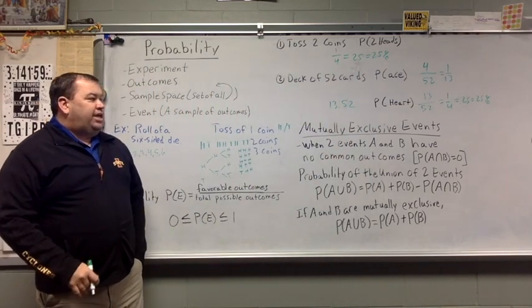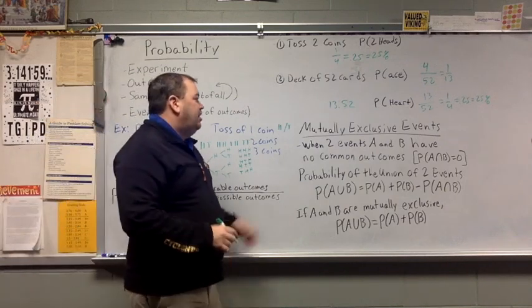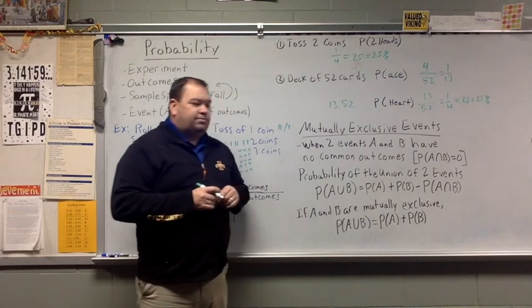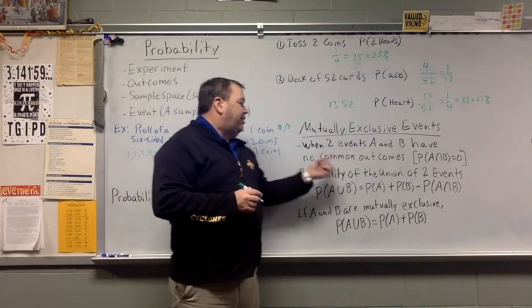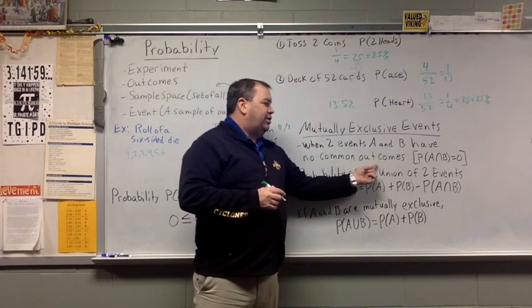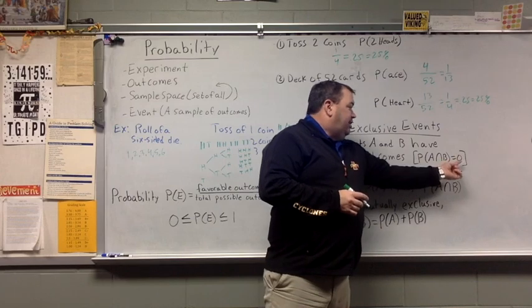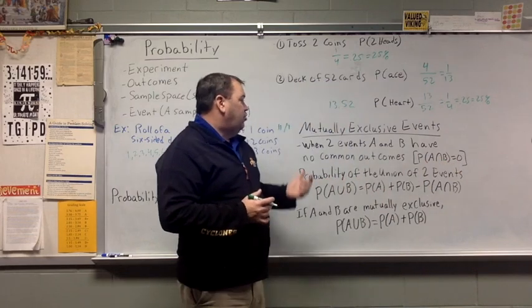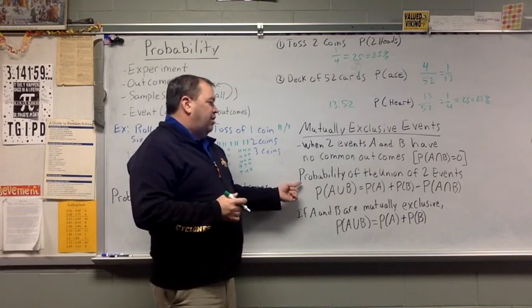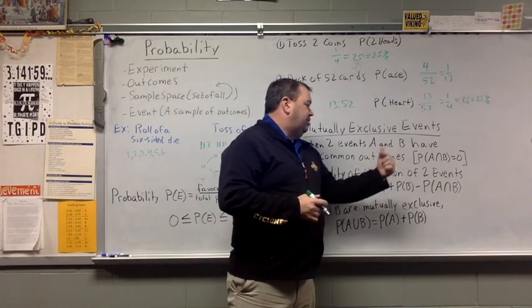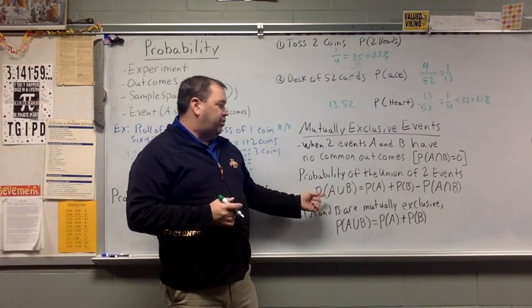Now, one of the things we get into when we talk about probability in different events is this concept of mutually exclusive events. So when we have 2 events, we're naming them A and B, and they have no common outcomes, we take the intersection of A and B, they don't have anything in common, we call these mutually exclusive. So if I wanted to take the probability of the union of 2 events, here's the symbology for that.